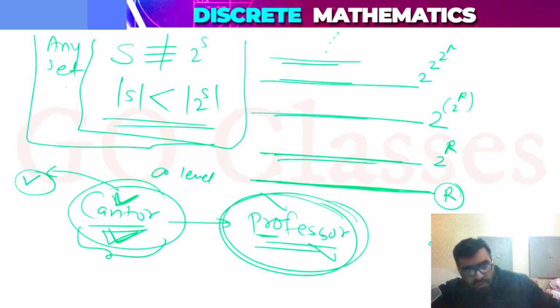This is how. So this result is very important actually, and many questions can be made in the GATE exam from this result. What are the questions? For example, the first question you can make like this. Assume that you have a set S, any set, and this is your power set of S.